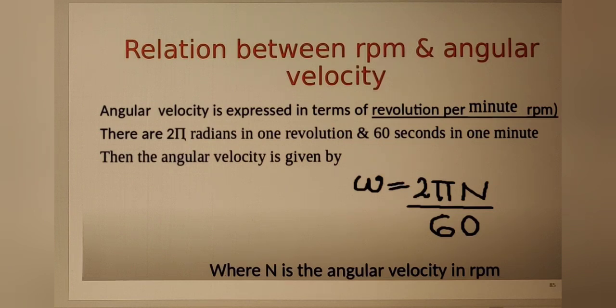In order to convert the angular velocity from revolution per minute to radian per second, you have to multiply by 2 pi by 60, where capital N represents the angular velocity in revolution per minute. So omega is equal to 2 pi N by 60. This is a very important equation you have to use in problems.